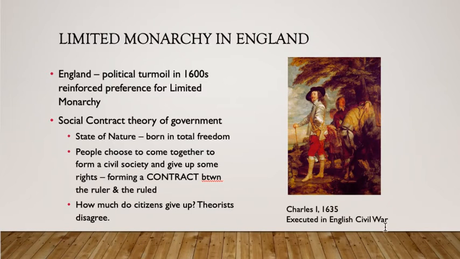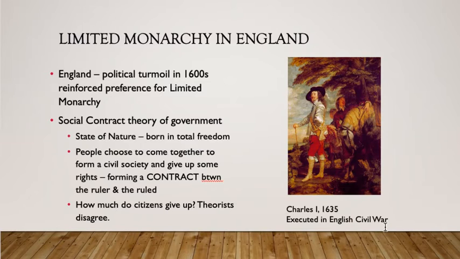Social contract theorists imagine, they're not there, right? They're in their study with their pens, but they're imagining that there was a time when people chose to come together, right? And why do they come together? This is part of what the theorists say. They come together to make society run more smoothly. Maybe they come together to protect each other from each other, maybe from outsiders. But they come together and they form a contract between the ruler and the ruled.